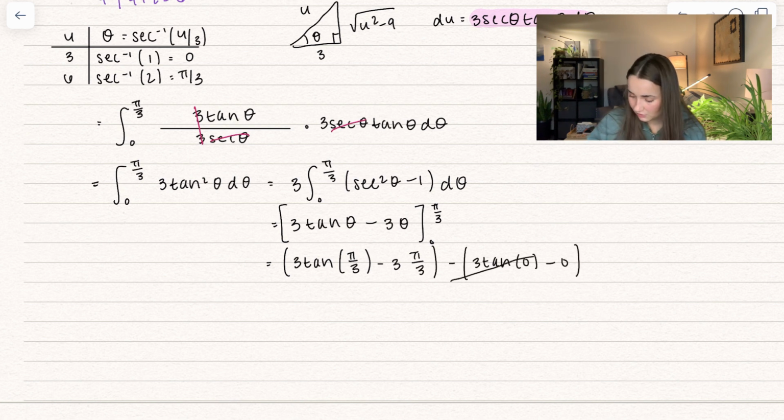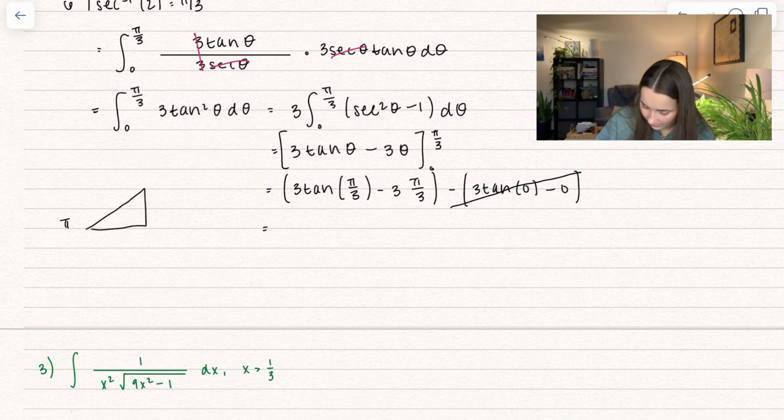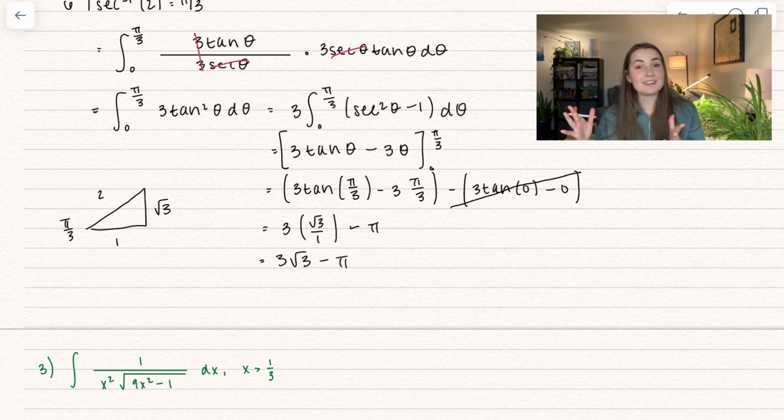So tangent of 0 is just going to be 0, so that whole term goes away. So let's go ahead and multiply this out. So pi over 3, that's going to be the bigger angle, so the bigger leg goes across from it. That has to be 1, that has to be 2. So tangent of that is going to be 3 times square root of 3 divided by 1. And that's going to be minus pi, or that could be 3 root 3 minus pi. And that right there is our solution.